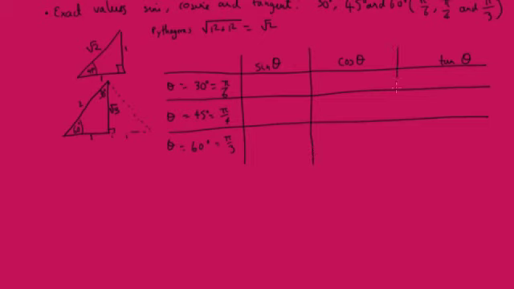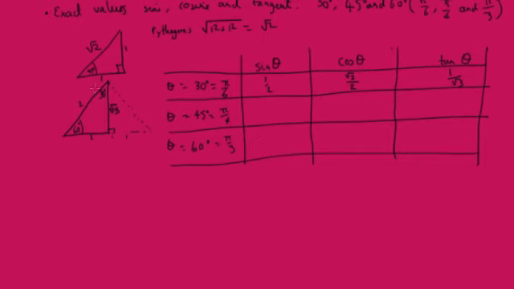Now this table that we're drawing is actually something that is really useful to memorise. So sine of 30, so we're thinking about this angle, is going to be 1 over 2, a half. Cosine of 30 is going to be adjacent over hypotenuse, so it's root 3 over 2, and the tangent is going to be opposite, so it's 1 over adjacent, which is root 3.